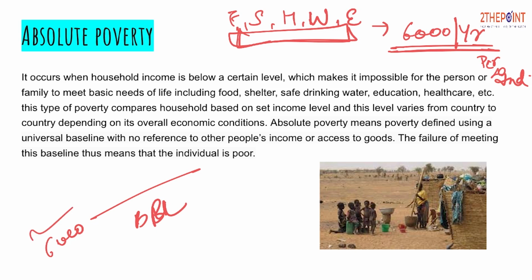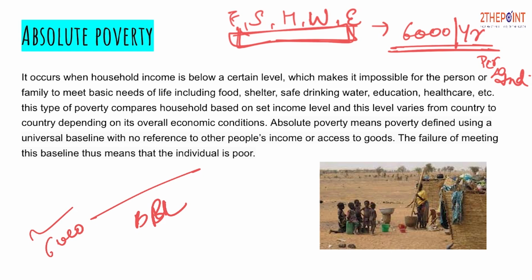So in absolute poverty, whatever the amount we need to spend to fulfill the basic necessities of life, as I have told you, we sum it up and come to a common figure, and then we decide who is under the poverty line and who is above it. In the case of absolute poverty, we do not make comparisons between the income levels of different individuals and different countries. We just calculate one common figure, and depending upon that figure we decide the level of poverty in the country.